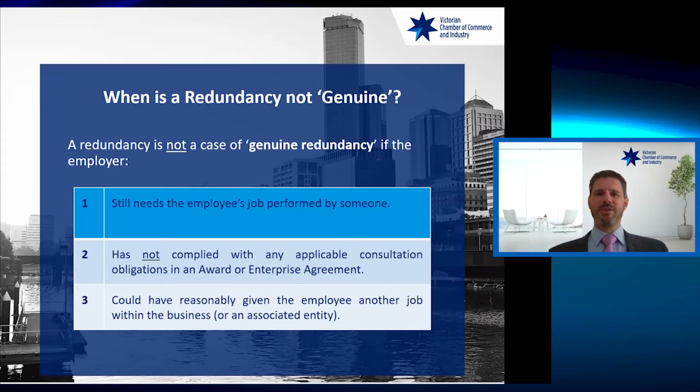Suffice to say that if a redundancy is not genuine, what that means is that the employer still needs the employee's job performed by someone. So there's actually been no redundant job identified. A redundancy is not genuine if the employer hasn't complied with any of the applicable consultation obligations under an award or an enterprise agreement. So really important to make sure you cover off on that. And a redundancy is not genuine if you could have reasonably given the employee another job, if you could have redeployed them.